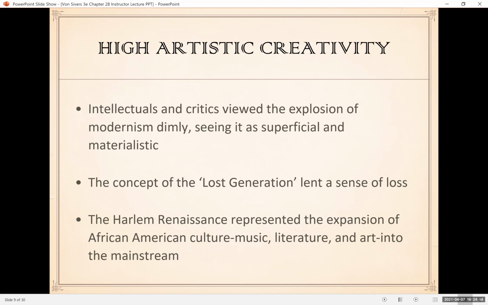But the critics of modernity saw this consumer culture as being extremely superficial, materialistic. So they poo-pooed it. They thought, oh, people are just spending money on all sorts of stuff.